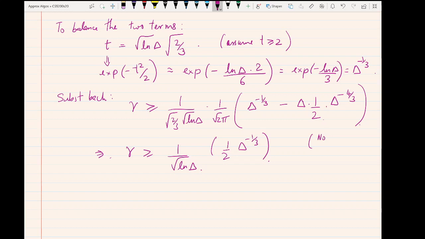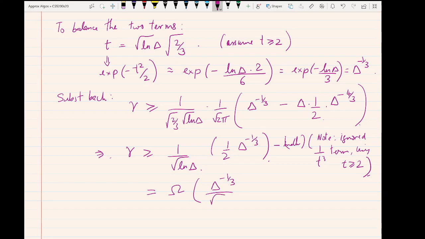So some notes here. I've ignored the 1 over t cube term by setting t greater than or equal to 2. So at most a 1/8 fraction of this minus something smaller. So this is at least omega delta raised to minus 1 over 3 by square root ln delta, which is what we had promised to start off with.